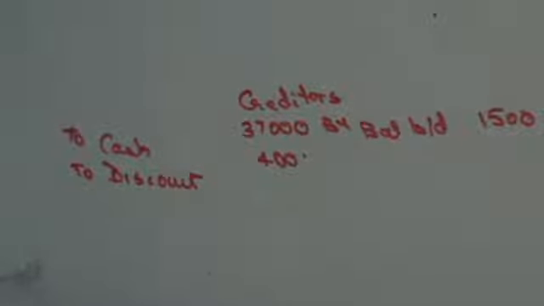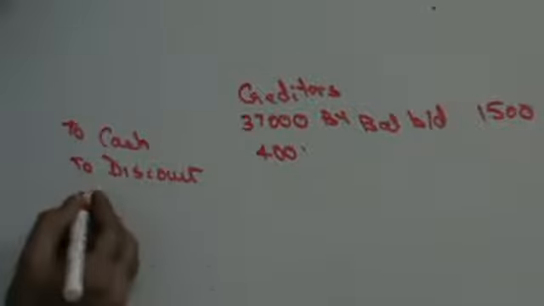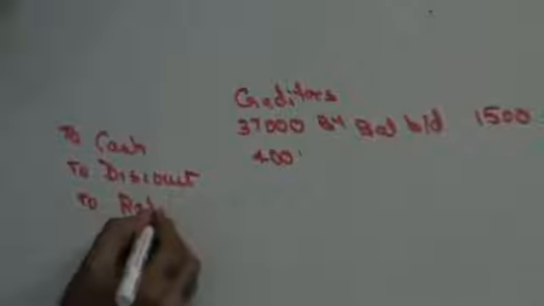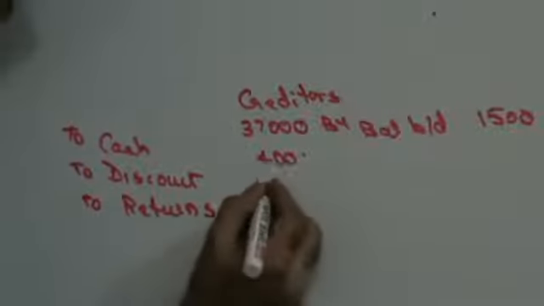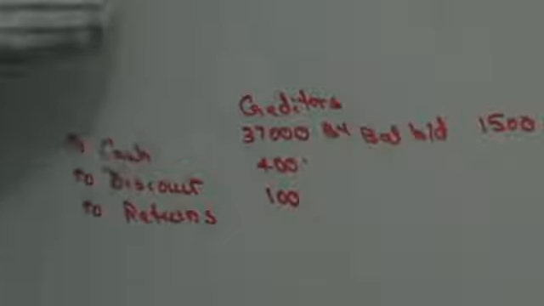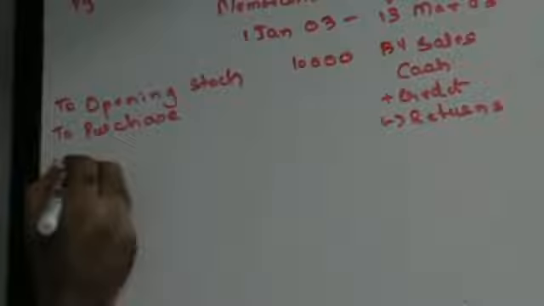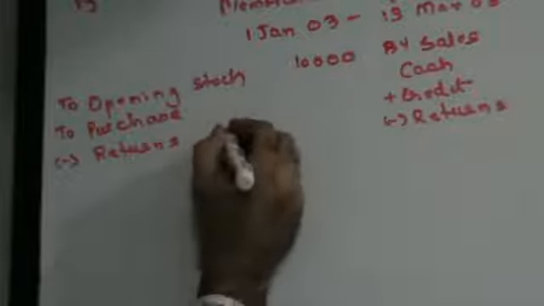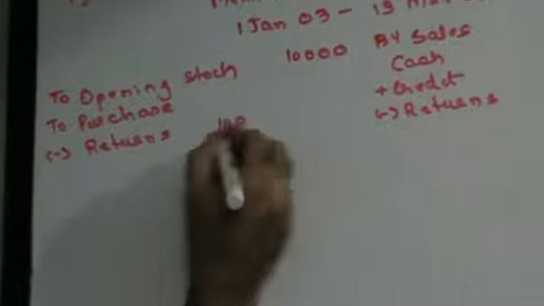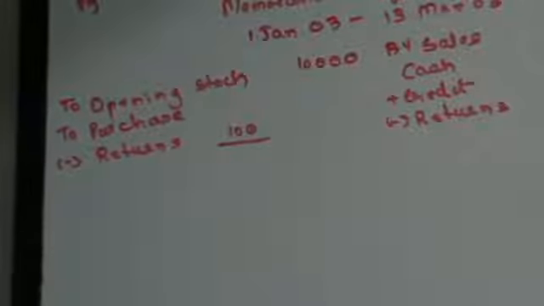Next, goods returned by creditors. To returns. Goods returned by creditors is 100. Second effect of this will be to purchase less returns. You have returns of 100 rupees. Next, let's move on ahead.